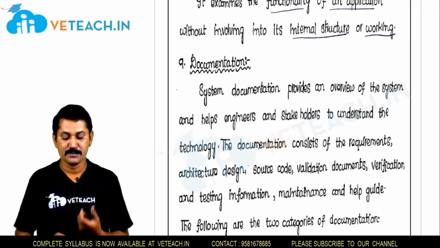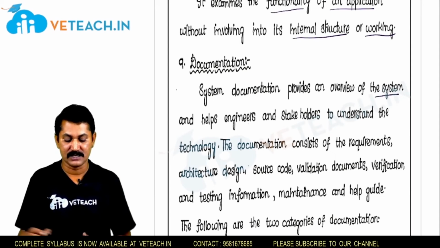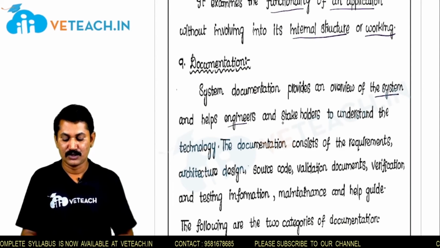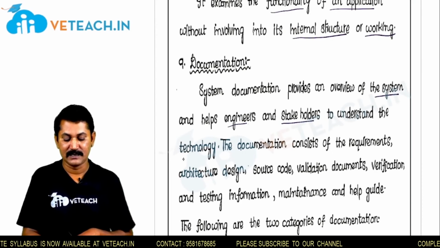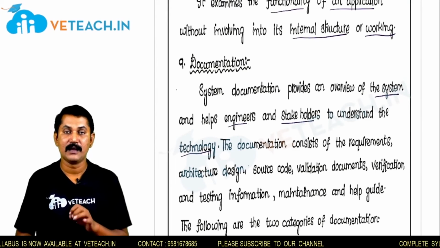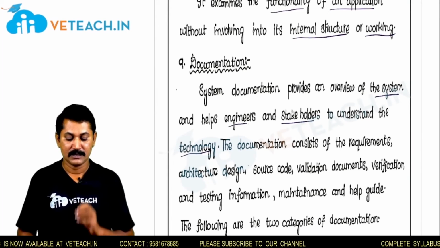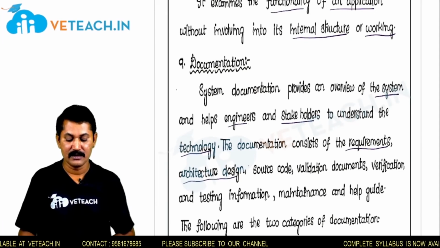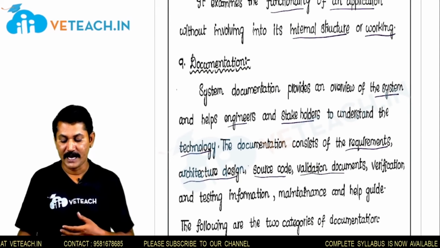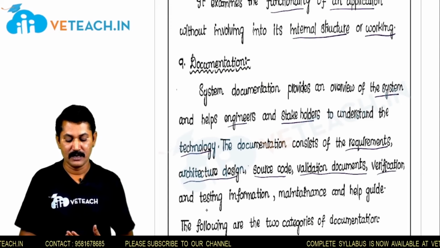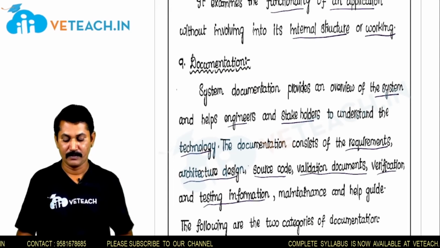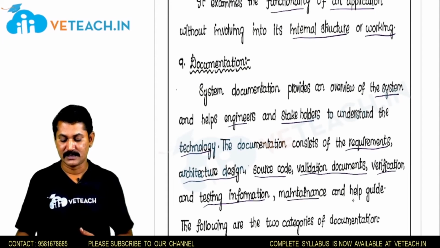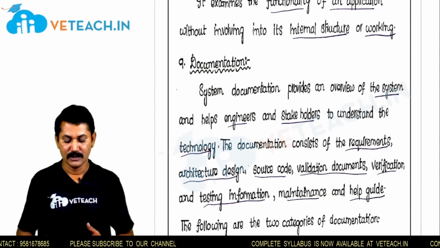Here, the documentation provides an overview of the system and helps engineers and stakeholders to understand the technology that is used in the preparation of the system. The documentation consists of the requirements, architecture design, source code, validation documents, verification and testing information. Next one is the maintenance and help guide.